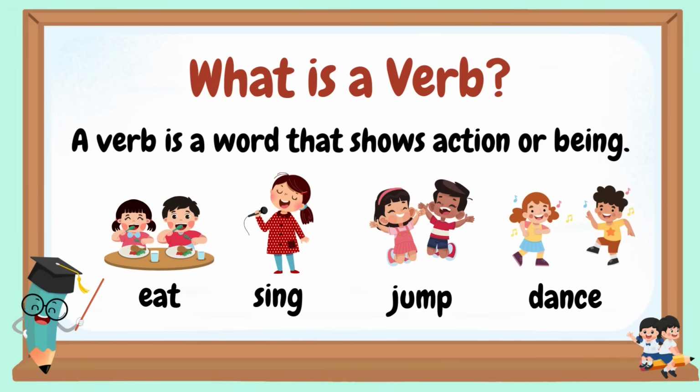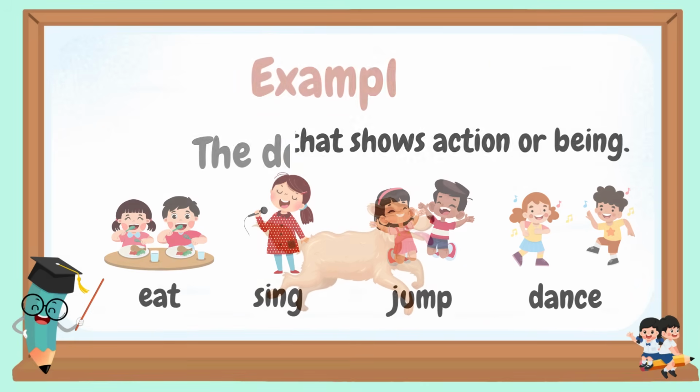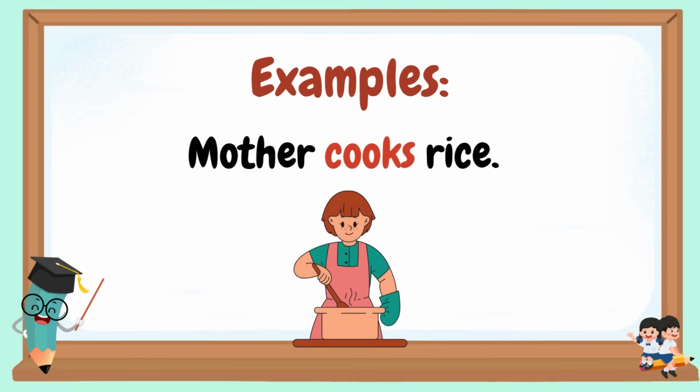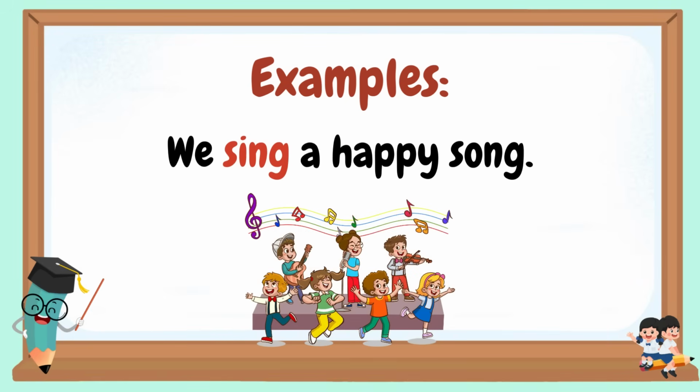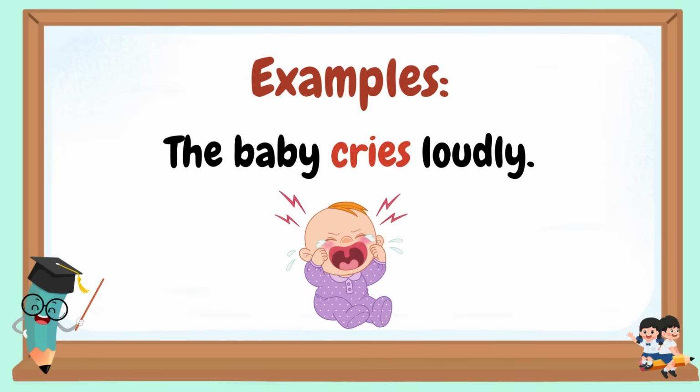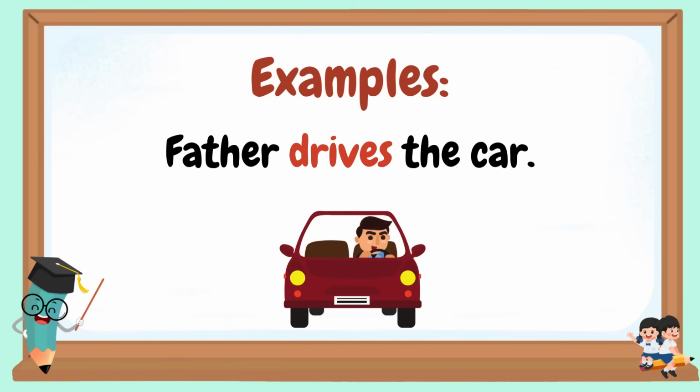What is a verb? A verb is a word that shows action or being. Examples: eat, sing, jump, dance. Examples: The dog runs fast. Mother cooks rice. We sing a happy song. The baby cries loudly. Father drives the car.